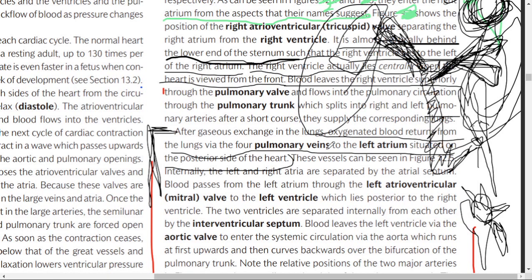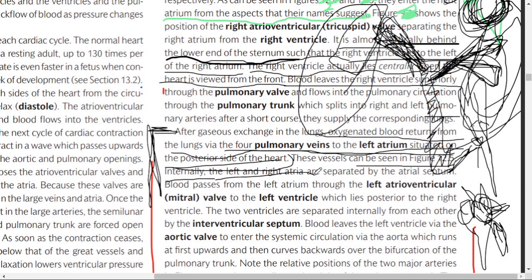After gaseous exchange in the lungs, oxygenated blood returns from the lungs via 4 pulmonary veins to the left atrium, situated on the posterior side of the heart. We can say that this is the posterior side and the right side is anterior there. That's complete. The vessels can be seen in the figure.